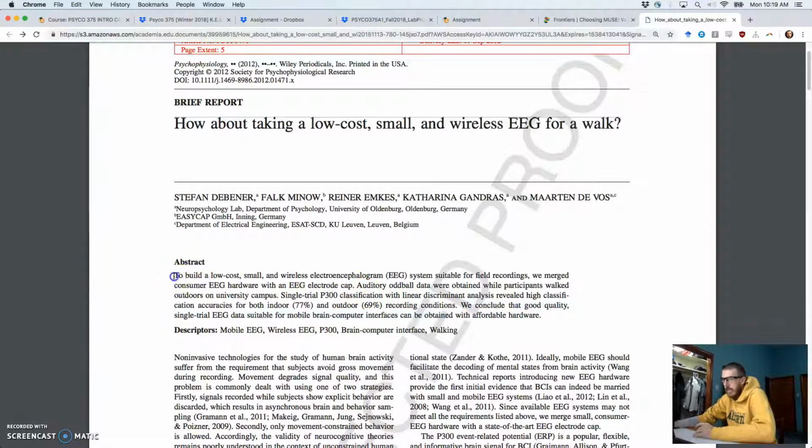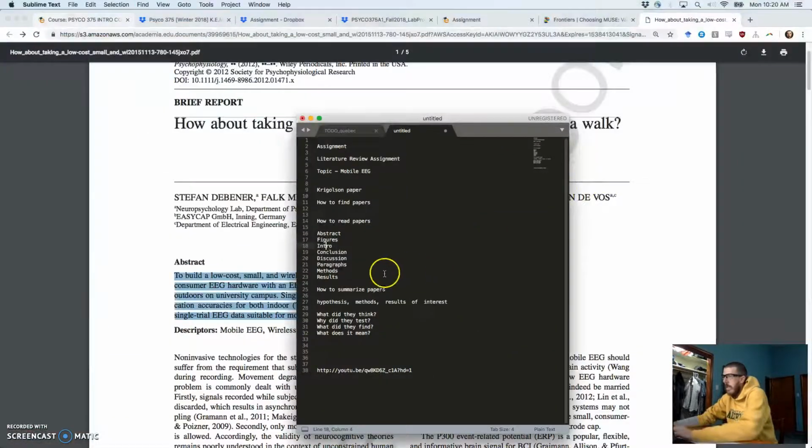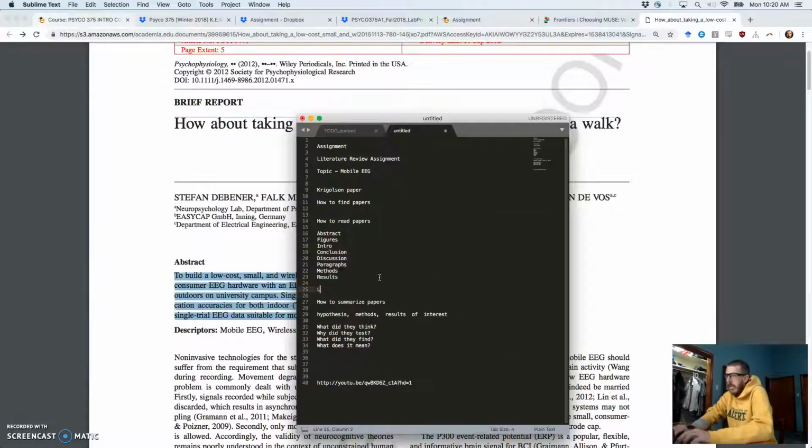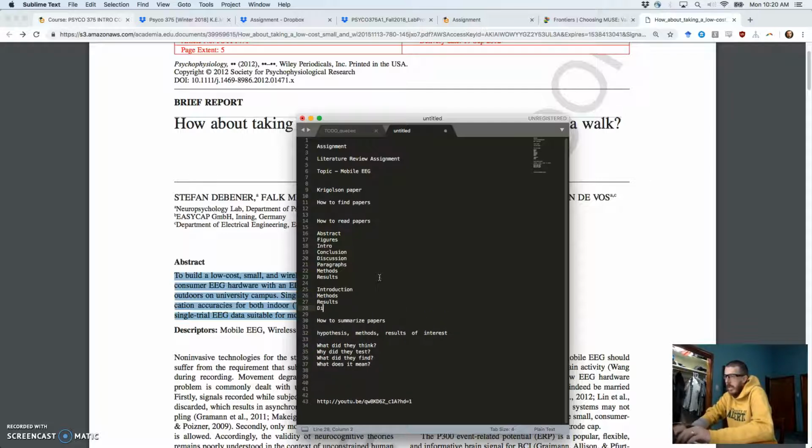And so you can see that the abstract actually mirrors the structure of a scientific paper. A scientific paper has the introduction, and then the methods, and then the results, and then the discussion. The introduction also has the literature review, as does the discussion. So this part of your assignment that you're working on now will help you with both.